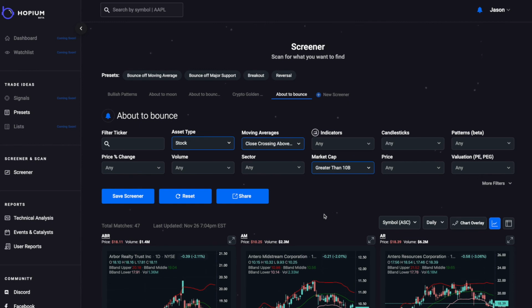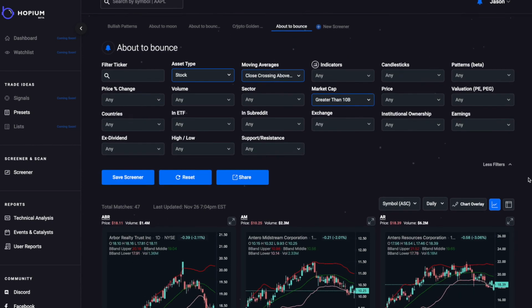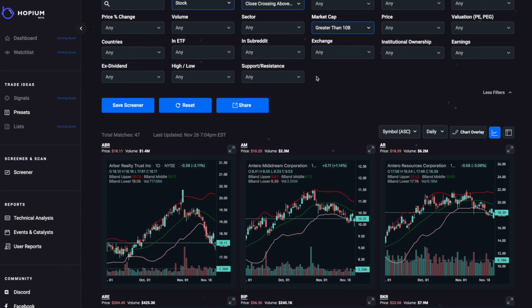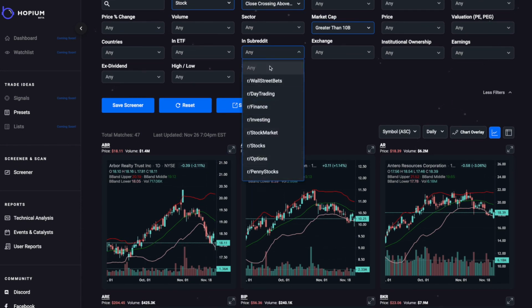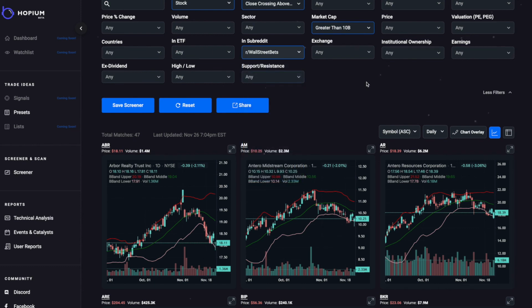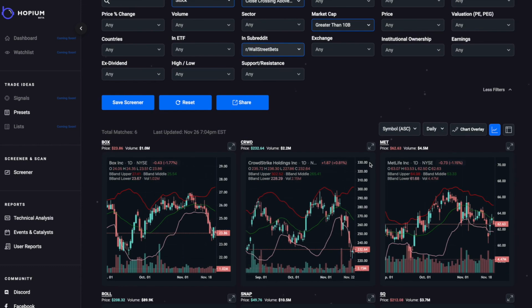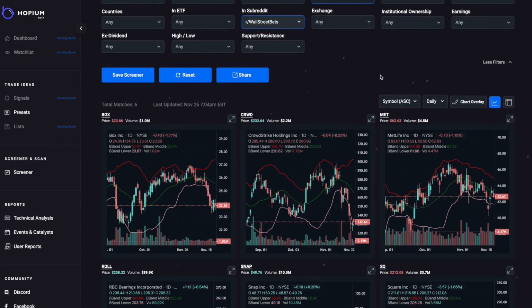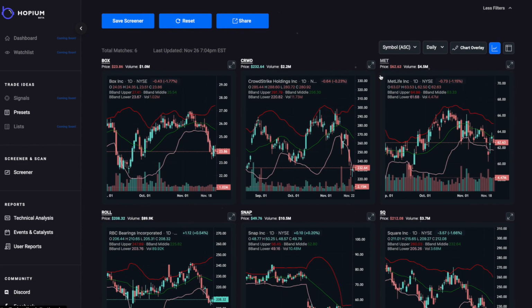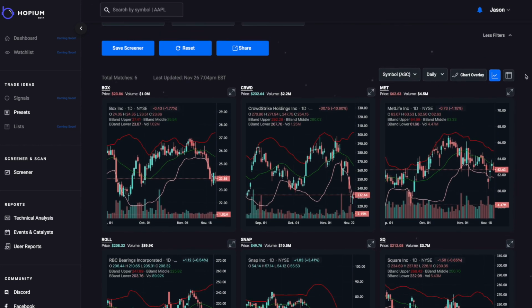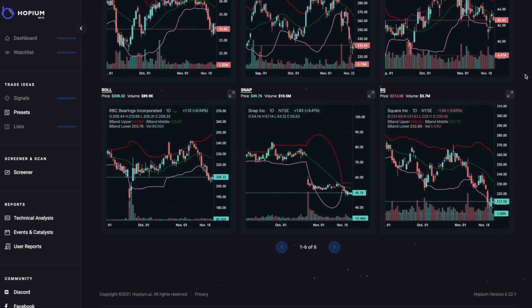Now, you may think the 47 is still a lot of stocks, so we can try to filter it some more. This was a good chance for us to demo one of our newer filters, which is the in subreddit filter. So in this specific case, we might also want to look for stuff that is kind of making noise on Wall Street Bets. So maybe more people will buy into it. So now that we've selected it, you can see we only have 6 companies now, right? So Box, CrowdStrike, Snapchat, Square. It's a pretty cool filter, right? It's not something you would see on any other screener out there on the market right now.